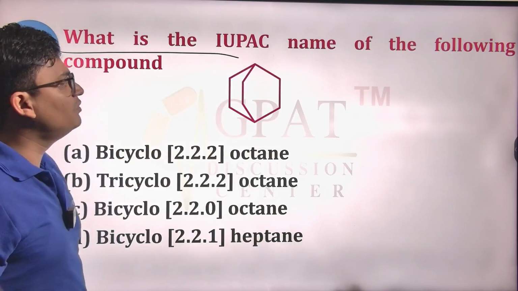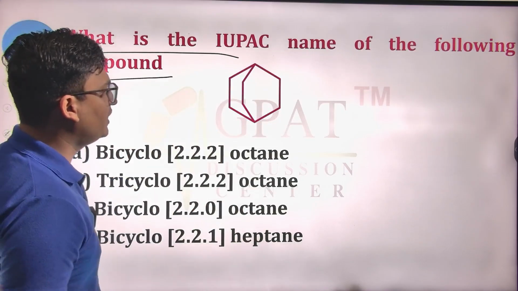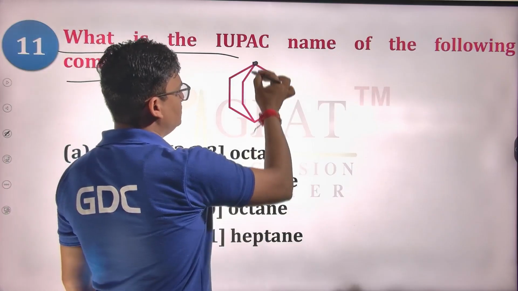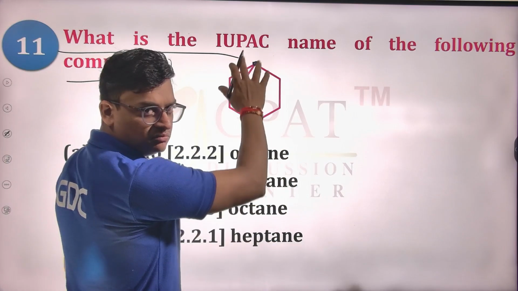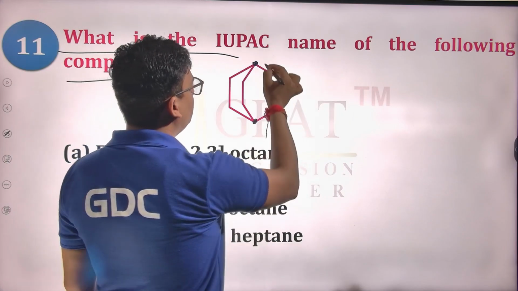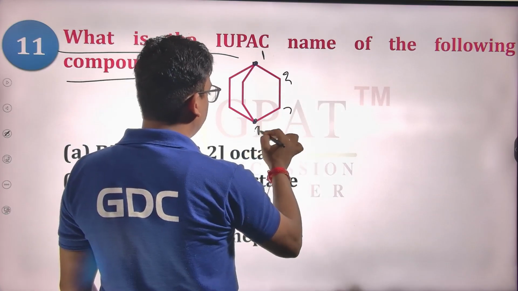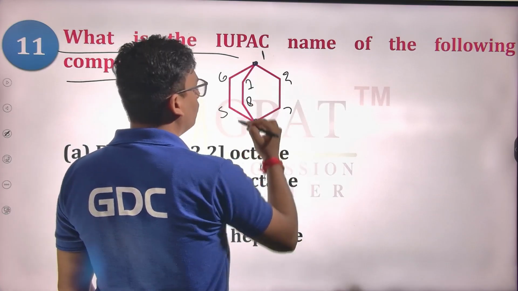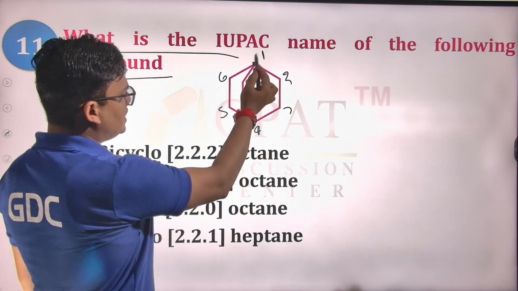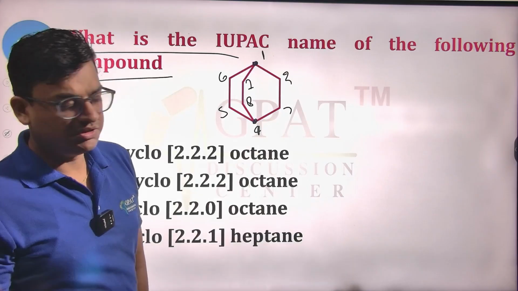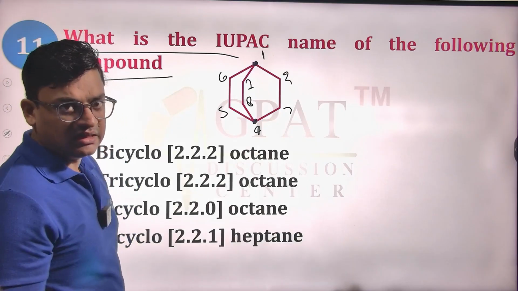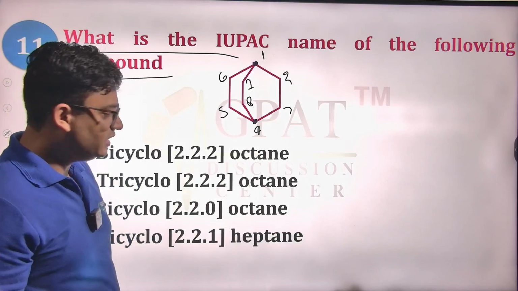What is the IUPAC name of the following compound? Here we are having again a bridge ring system. These are the bridgeheads. No branching present again here. So we'll be numbering 1, 2, 3, 4, 5, 6, 7, 8. Now you can simply see all the chains are having 2 carbons, so we can start from any of them. It's a bicyclic system. Total carbons are 8, so octane.